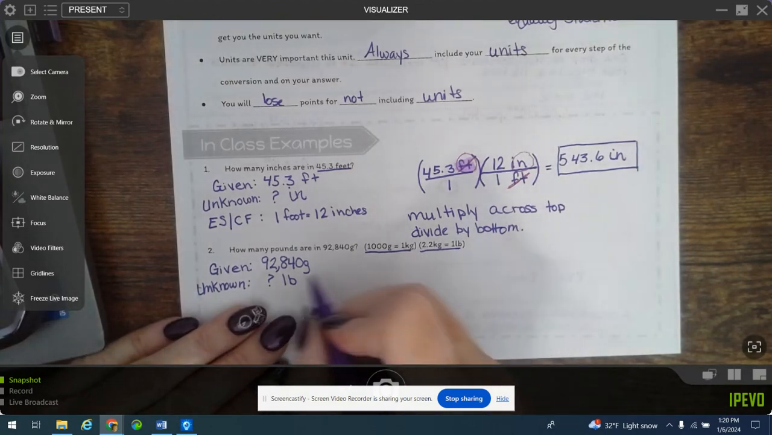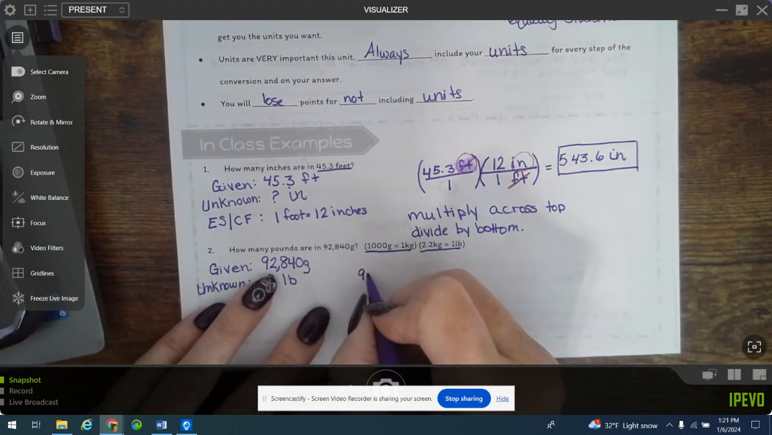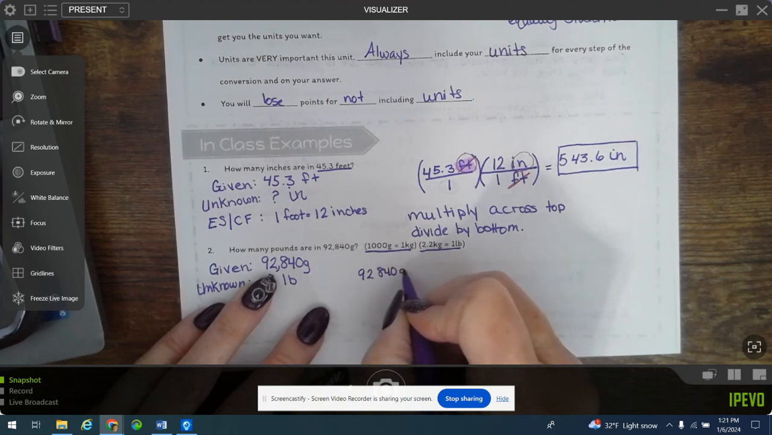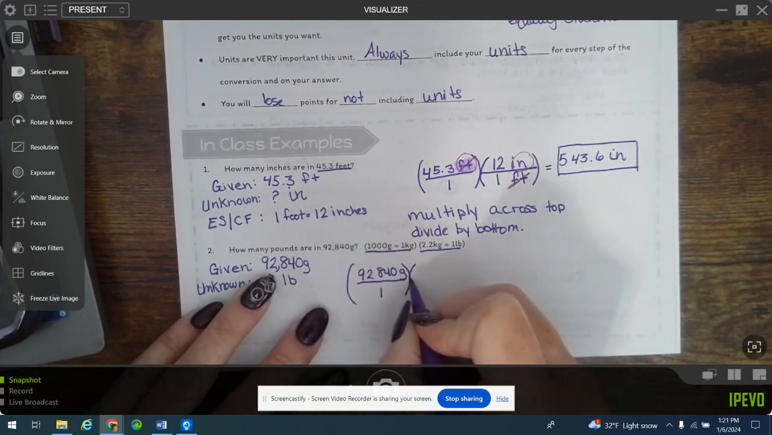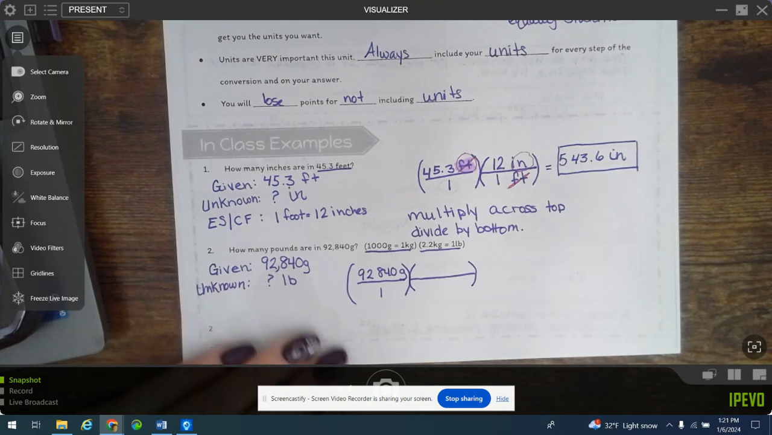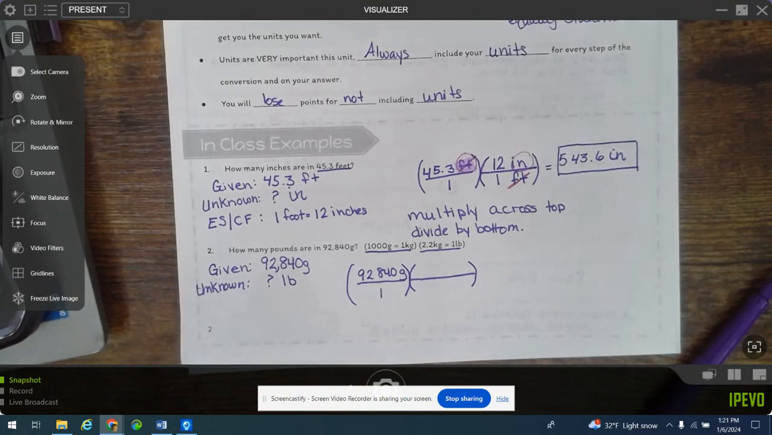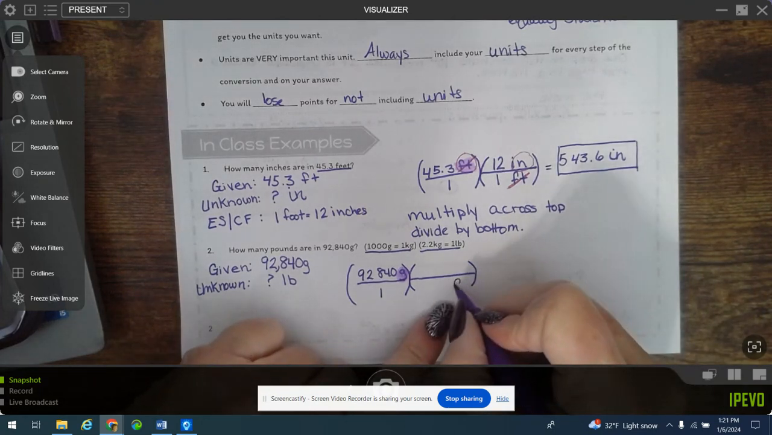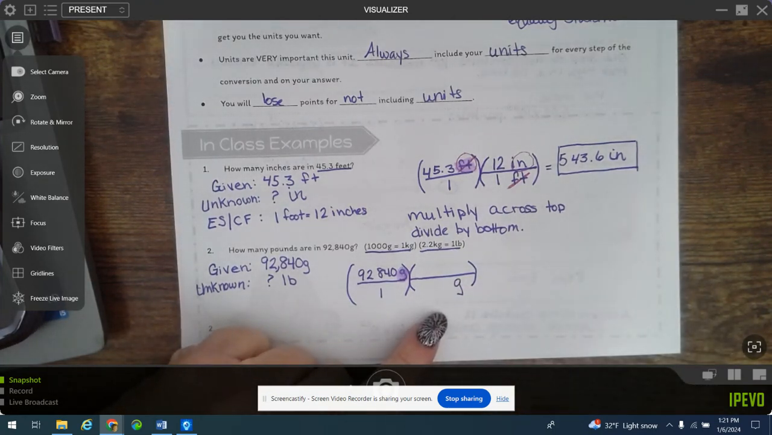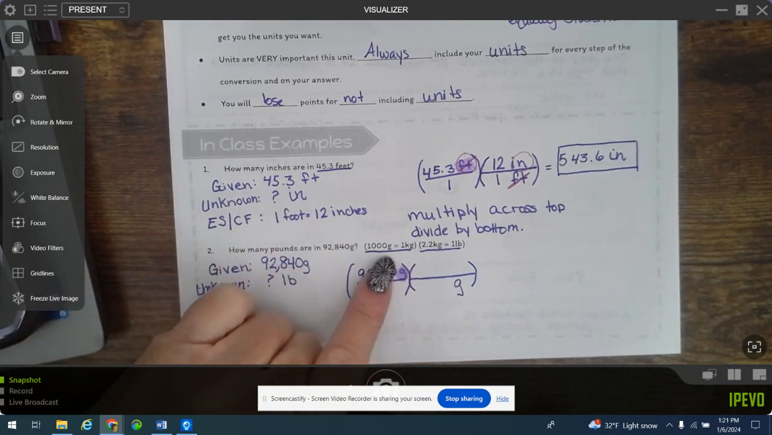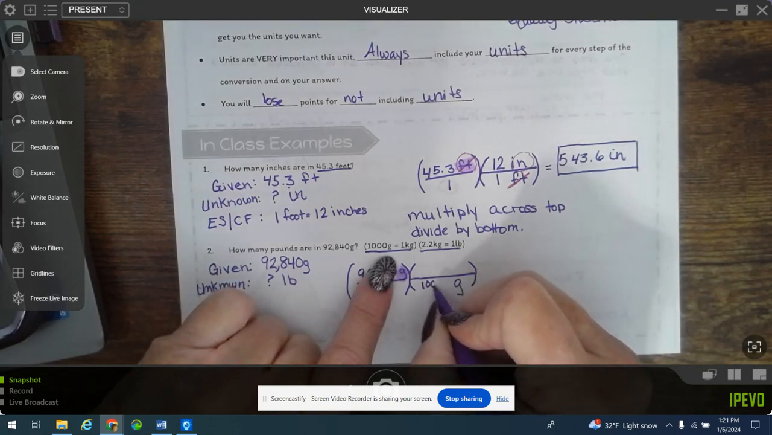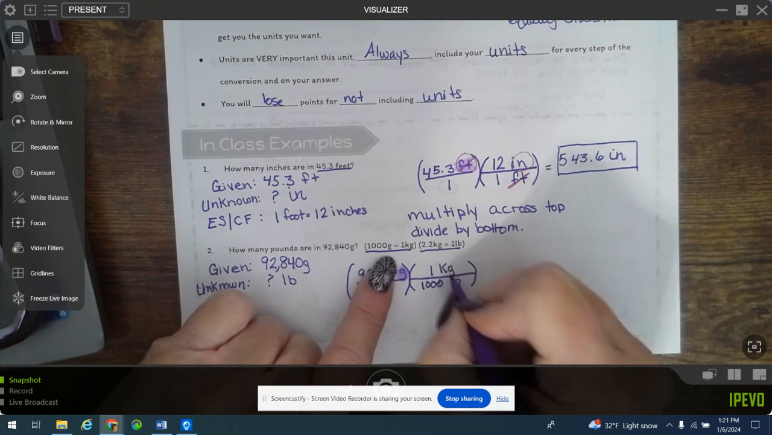Okay, so I'm going to start with my given, 92,840 grams. Again, I'm always going to put my given over 1. Now, this one's a little tricky. I have to figure out what conversion I need. If I look at my units here, I know that I have to have grams on the bottom so that it'll cancel out. If I look up here at my 2 equality statements, there's only one of them that has grams in it. So I'm going to use 1,000 grams is equal to 1 kilogram.